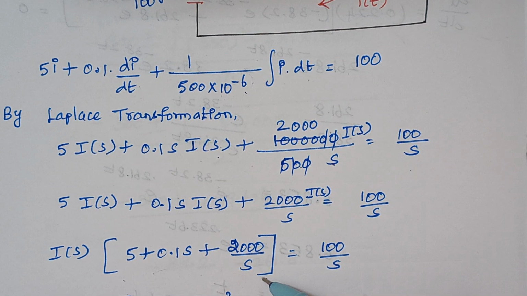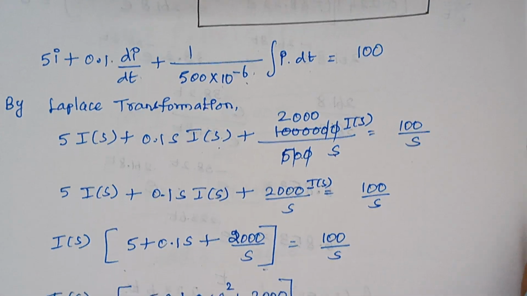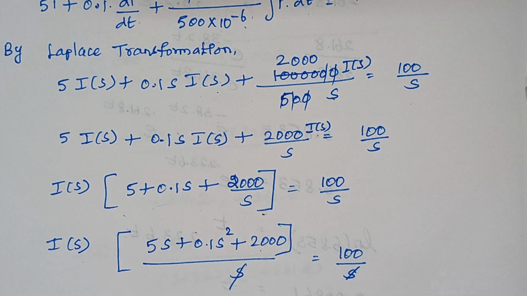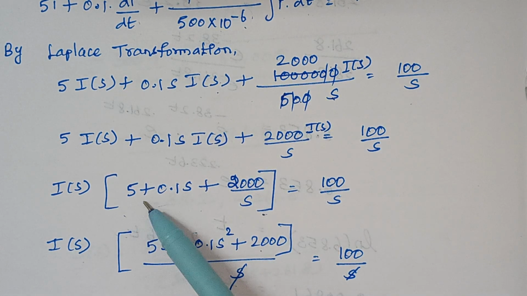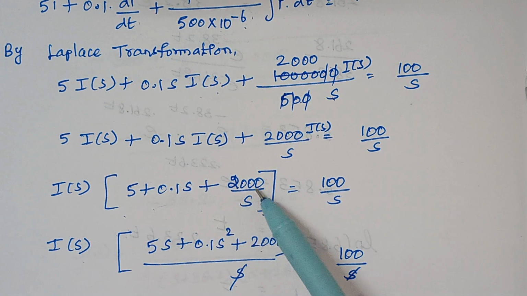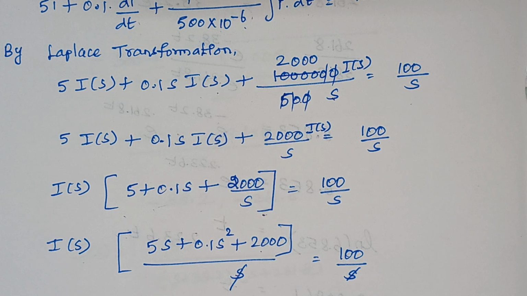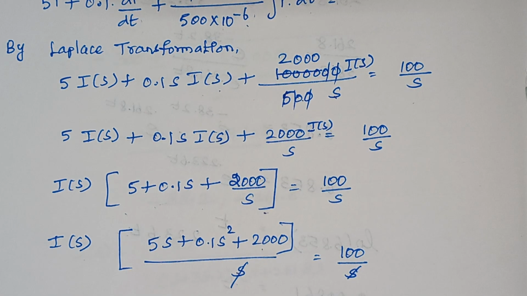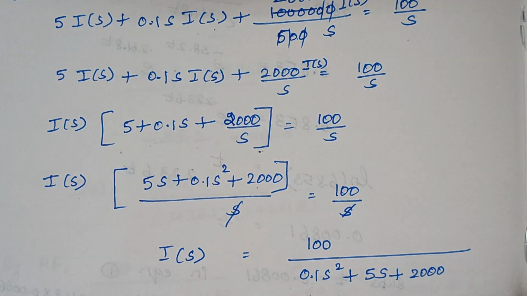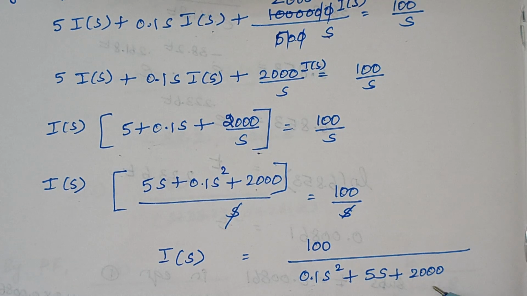Now the next thing is we are going to take LCM for these terms. Once you take LCM here, our expression will be like this: 5s plus 0.1 s square plus 2000. Now both the denominator terms cancel each other. Finally, the expression for I of s is 100 divided by 0.1 s square plus 5s plus 2000.